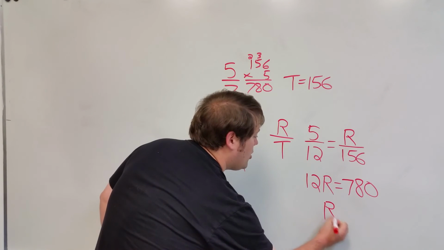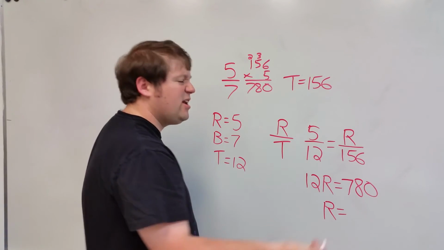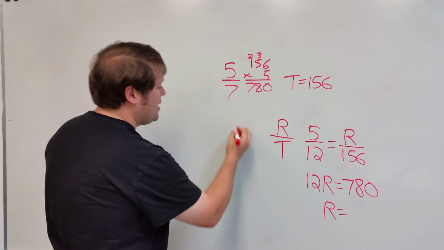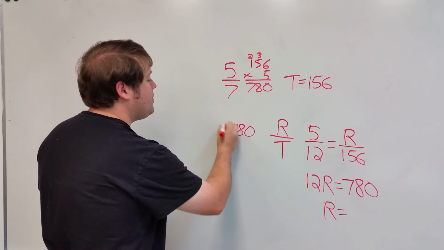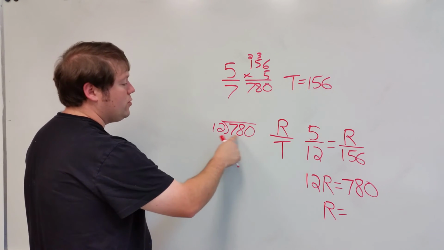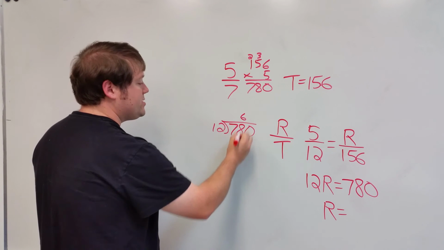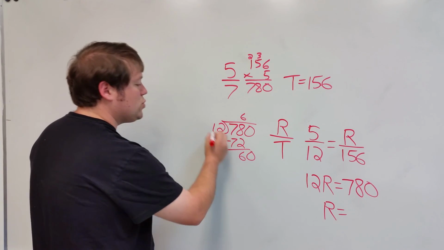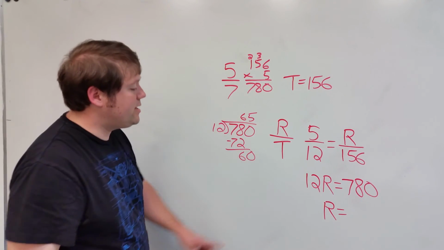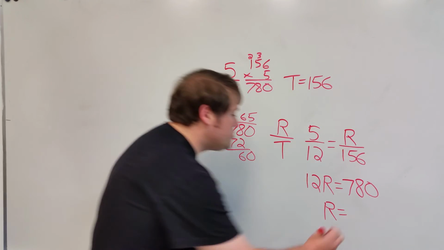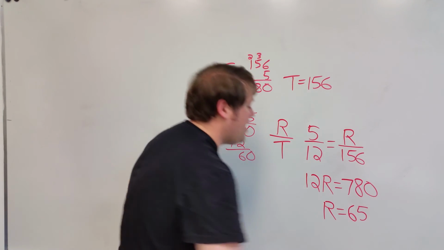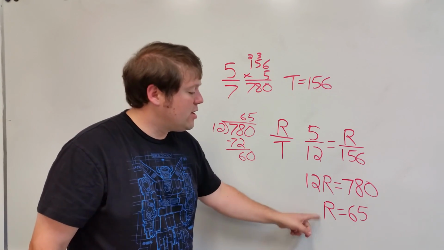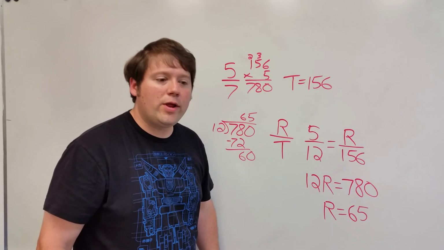And that will give me R equals, and again, if you want to do some long division, you can. I'll give myself a little bit of room here. 780 divided by 12. 12 will go into 78 about 6 times, and 12 will go into 60 5 times. And so the number of red marbles is actually 65. So out of our total number of marbles, 156, we found that there are 65 red marbles.